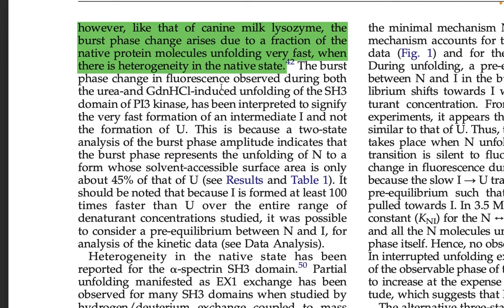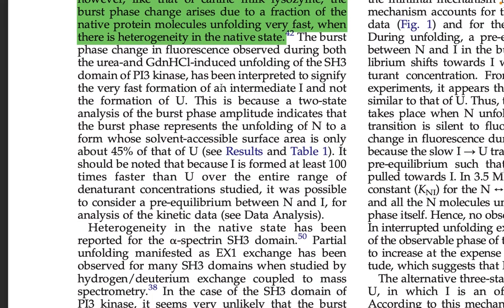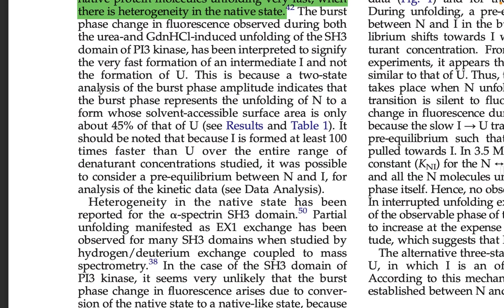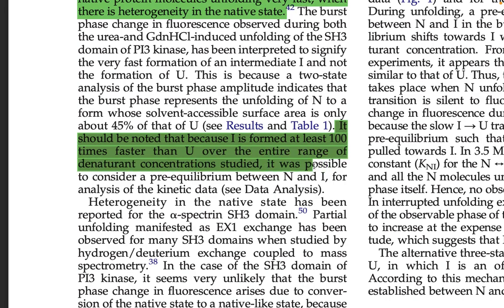The burst phase change in fluorescence observed during both the urea and guanidinium hydrochloride induced unfolding of the SS3 domain of PI3 kinase has been interpreted to signify the very fast formation of an intermediate I and not the formation of U. This is because a two-state analysis of burst phase amplitude indicates that the burst phase represents the unfolding of N2, a form whose solvent accessible surface area is only about 45% of U. So, it should be noted that because I formed at least 100 times faster than U over the entire range of denaturant concentration studied, it was possible to consider a pre-equilibrium between N and I for analysis of kinetic data.